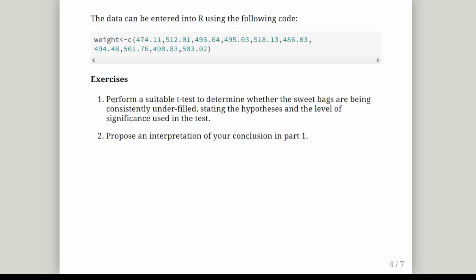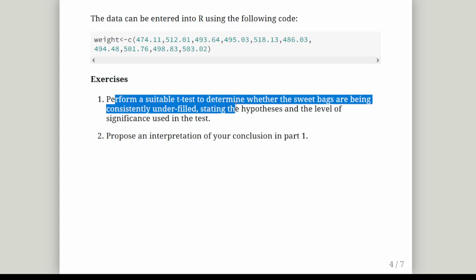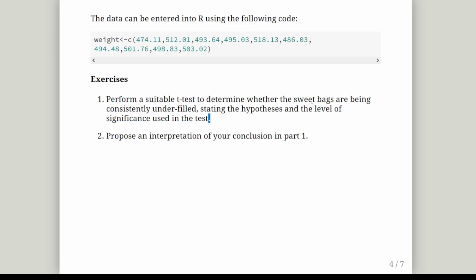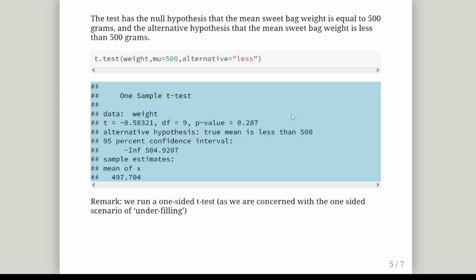So perform a suitable t-test to determine whether or not the sweet bags are consistently underfilled, stating the hypothesis and the level of significance used. Now typically you would use a significance level of 5%, so we'll just do that. We should also state the null hypothesis going forward, but when we come to the t-test we'll see what we will be doing there, because that's part of the output.